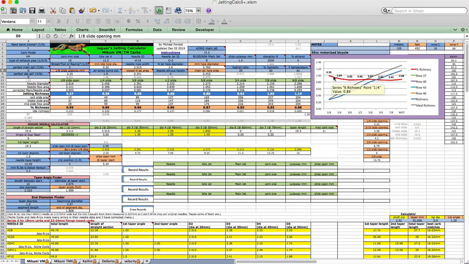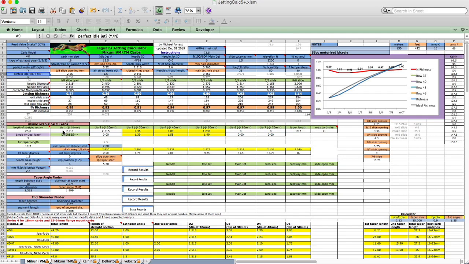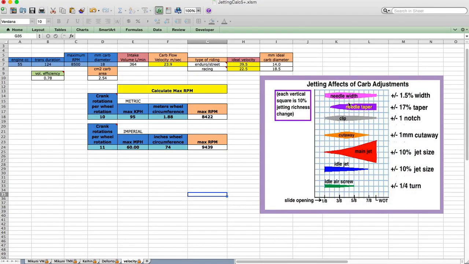And of course, let's say it's too lean at 1/4 to 3/8. Well, you have to go back here to look at what mostly affects that area. This would be 1/4 right here. So in this area right here, the thing that mostly affects that is the idle jet.